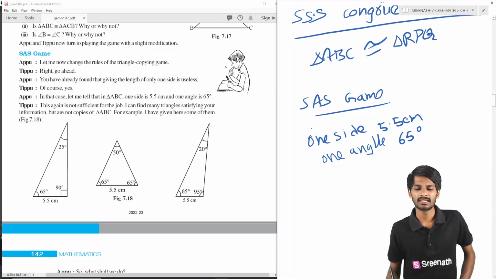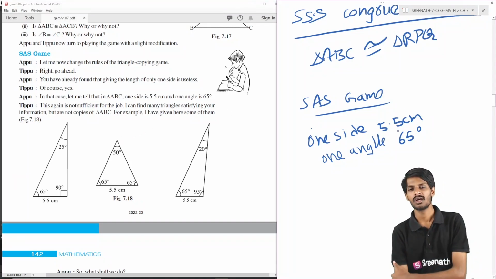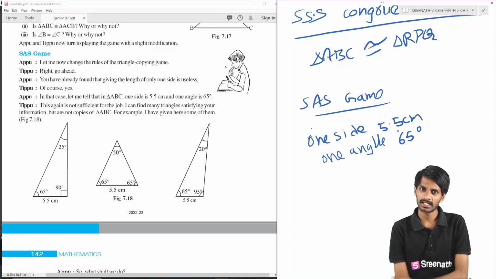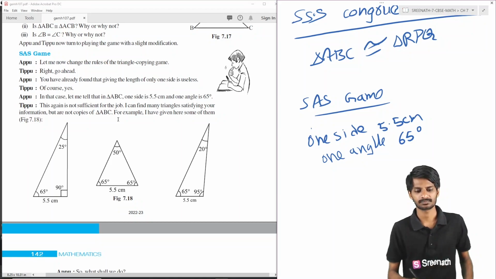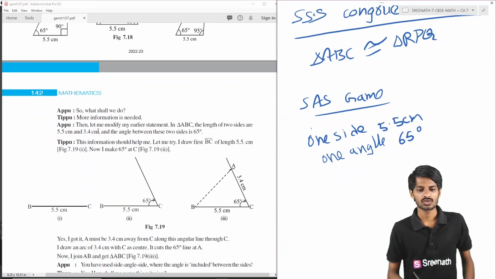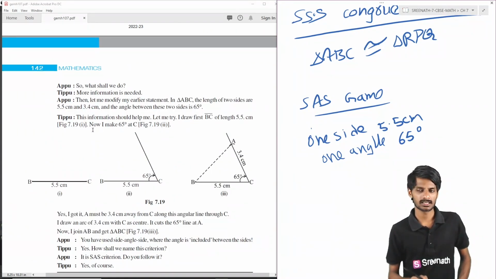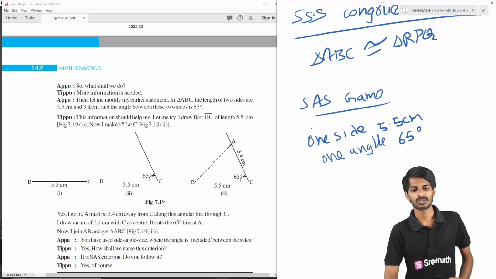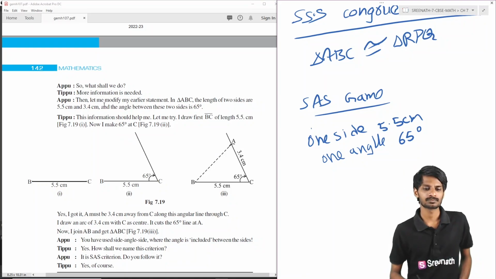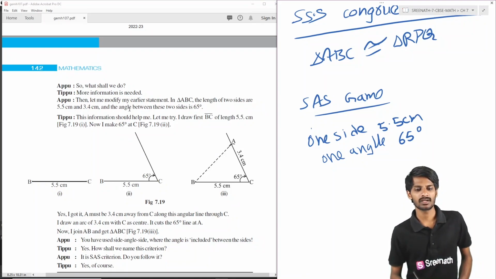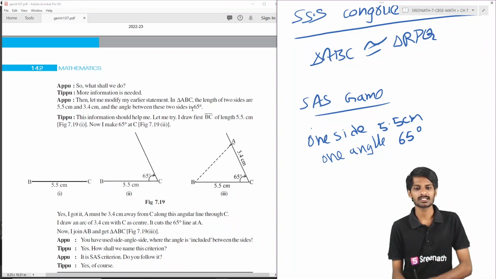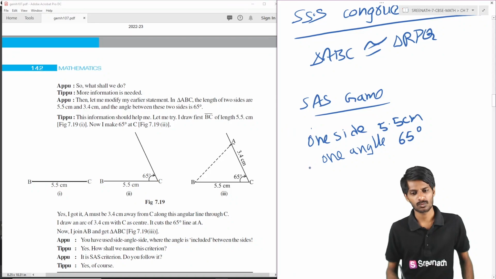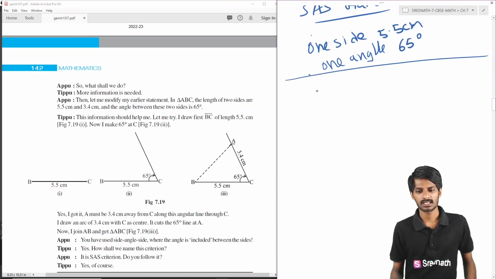So by giving one side length and one angle, we are getting so many triangles, but they are not identical to triangle ABC students. So what shall we do? Appu said. Then Tipu answered, we need more information. Then Appu said, let me modify my earlier statement. In triangle ABC, the lengths of two sides are 5.5 and 3.5 and the angle between the two sides is 65 degrees.